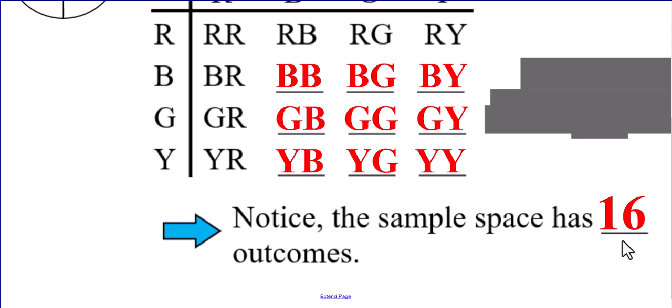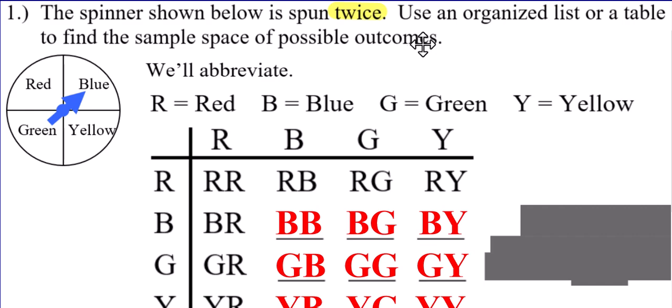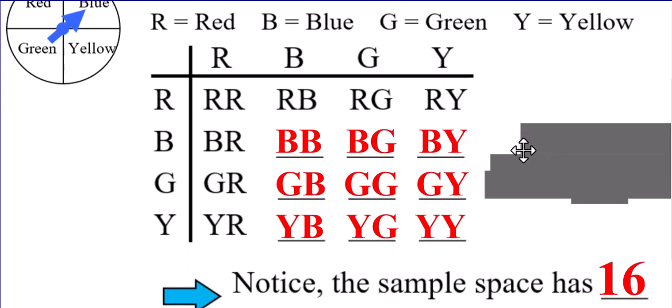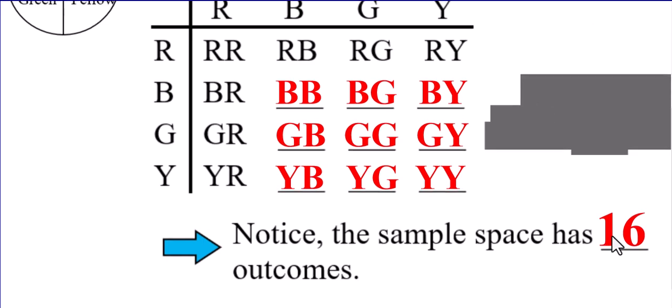Not 4 times 2, just because we're spinning it twice doesn't mean we multiply by 2. It's 4 outcomes for the first event and 4 outcomes for the second event. 4 times 4 is 16.